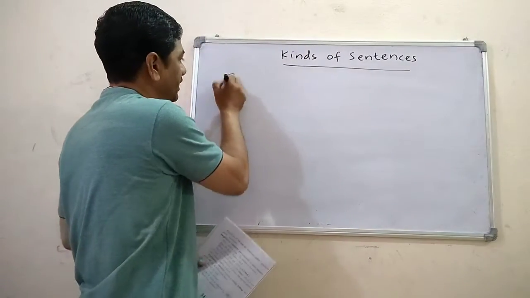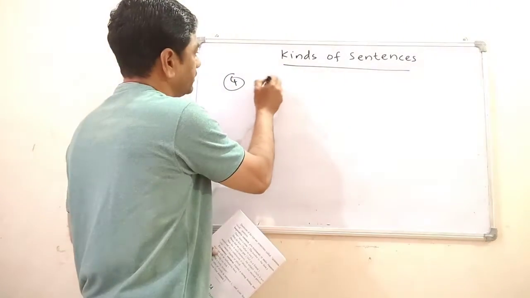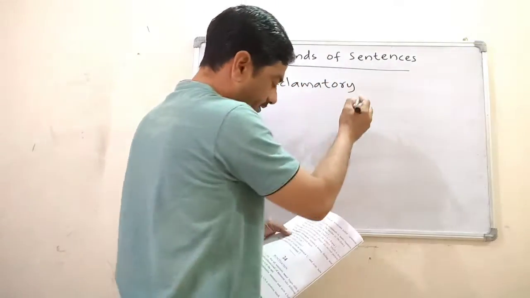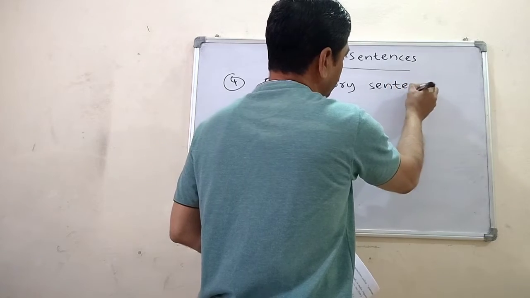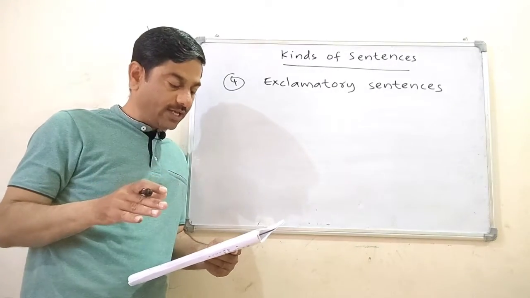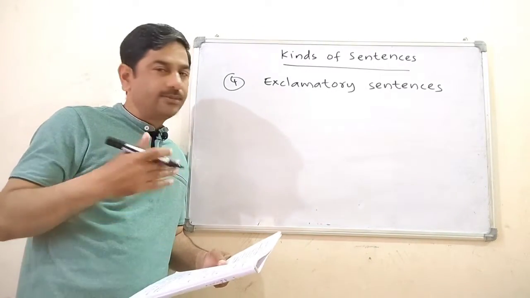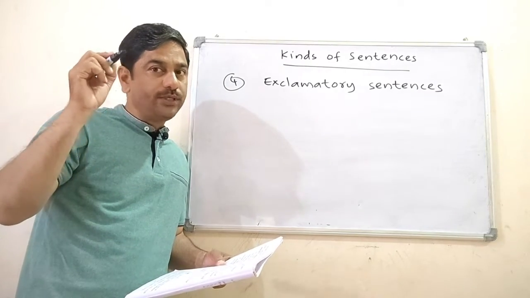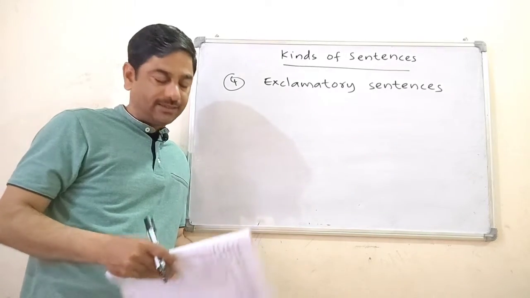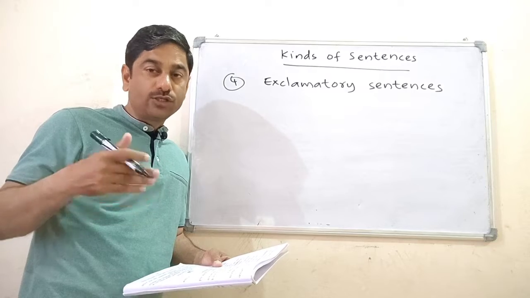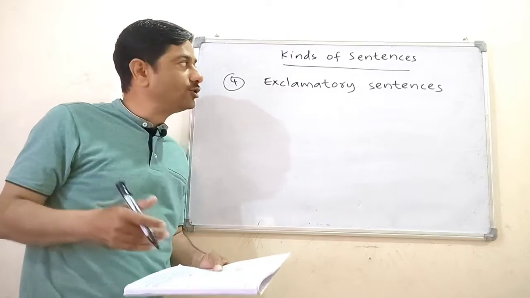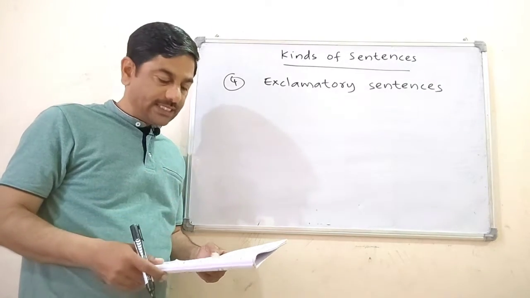Now the fourth type of sentences, that is exclamatory sentences. Exclamatory sentences express a strong feeling, and there should be an exclamation mark at the end of exclamatory sentences. So what do they express? They express a strong feeling, and there is an exclamation mark at the end of the exclamatory sentences.